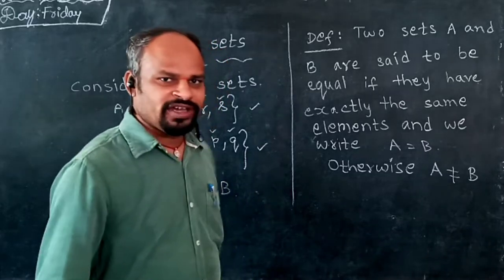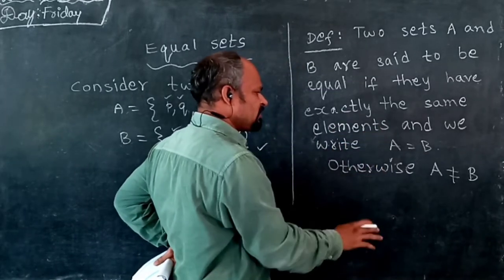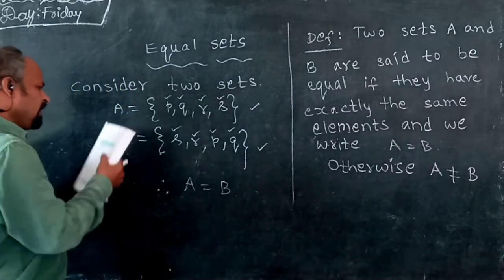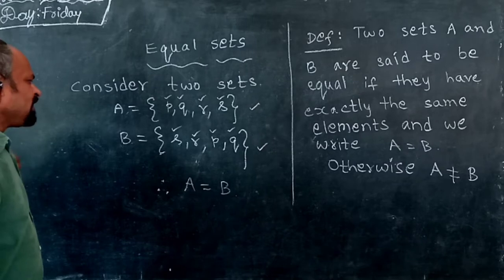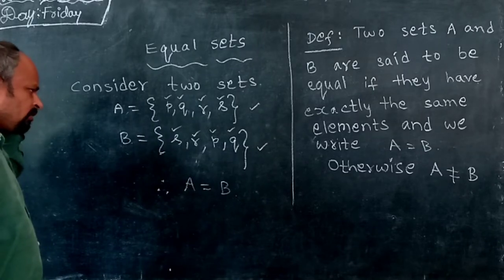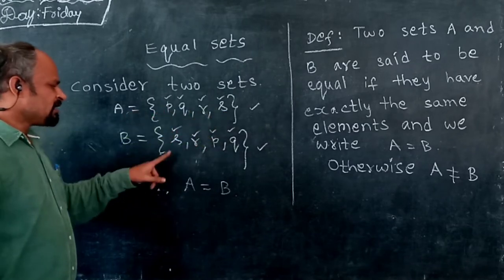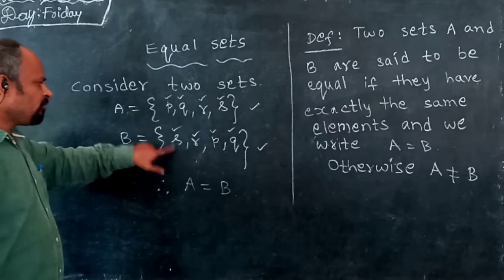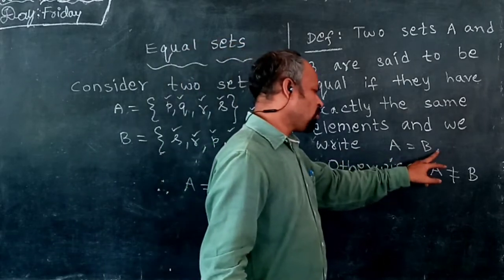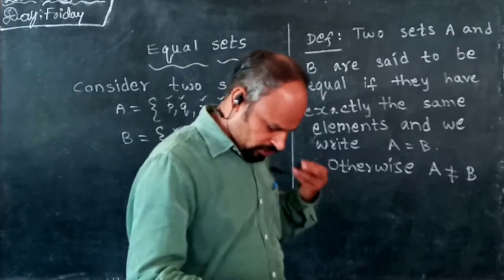Two sets A and B are said to be equal if they have exactly the same elements, and we write A is equal to B. The best example we can see here: A is equal to the set containing P, Q, R, S and B is equal to S, R, P, Q. You can observe here that every element of A is an element of B and every element of B is an element in A. In such cases, we will say that A is equal to B. Otherwise, we write A is not equal to B.